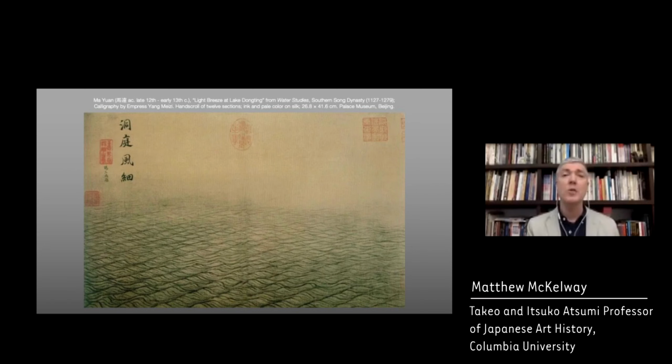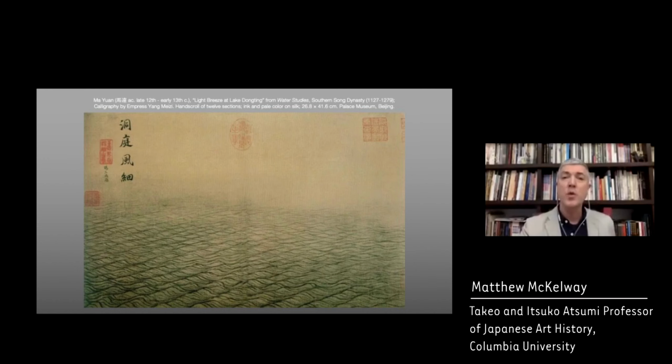It's a scroll painted by the great academic painter Ma Yuan of the Southern Song Dynasty. You can see his dates there. I'll just add here that each of these images has a title inscription brushed by Empress Yang Meizi, a very important cultural figure of the Southern Song and the subject of important studies by Huishu Li, among others. She's a professor at the University of California at Los Angeles.